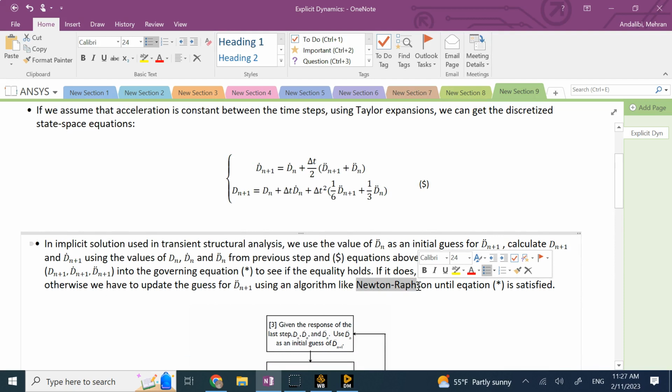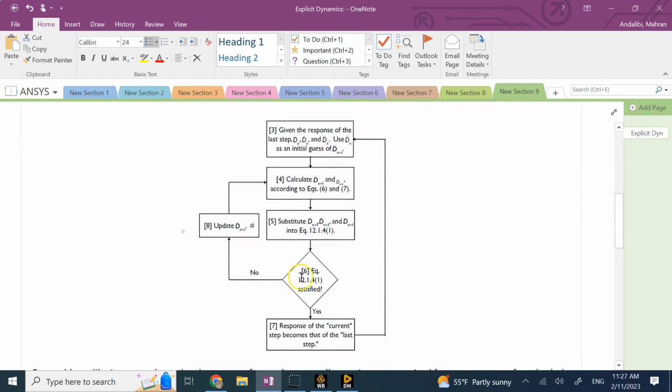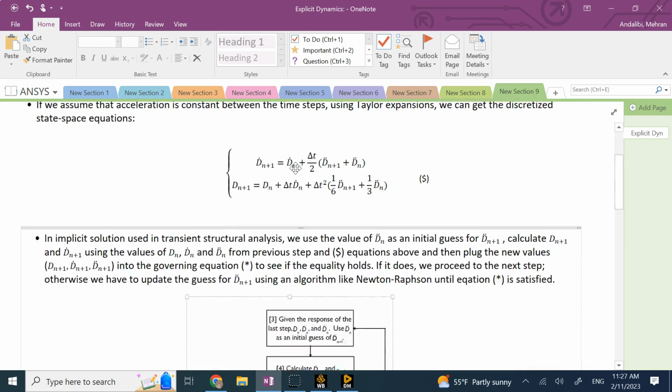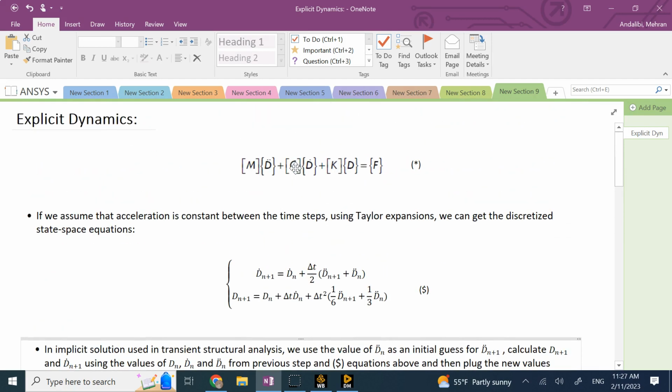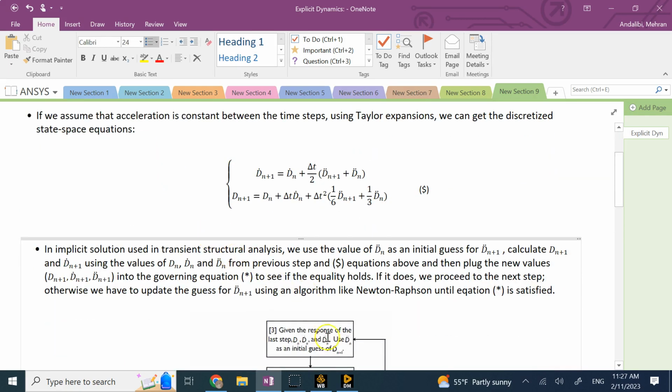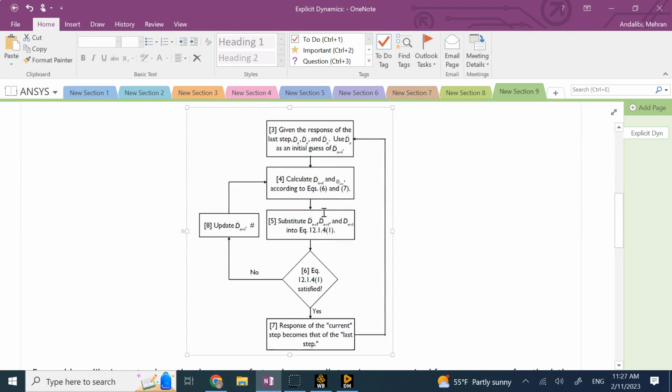So you have to keep guessing, keep updating the guess until, now the updating of the guess is not random. As I said, you can do it with the Newton-Raphson, but you have to keep going until you get to a number, and this takes time because you have loop within loop, right? And what's the problem here with explicit dynamics? Why can't I use this method for impact problems, or let's say drop tests or something?